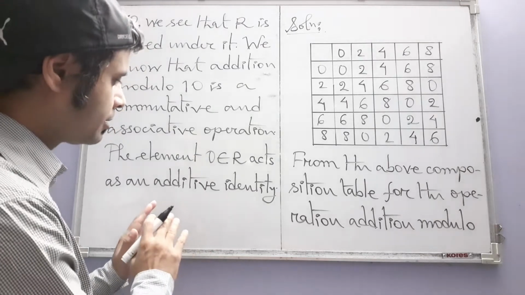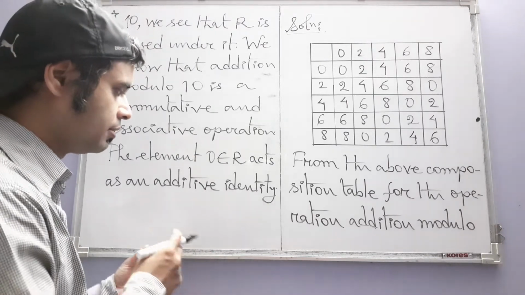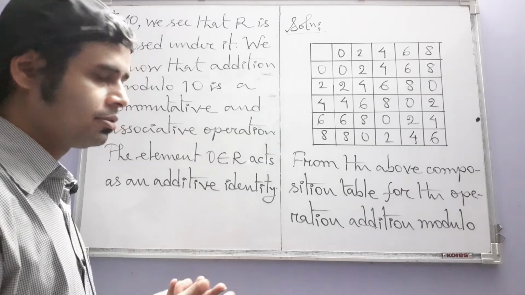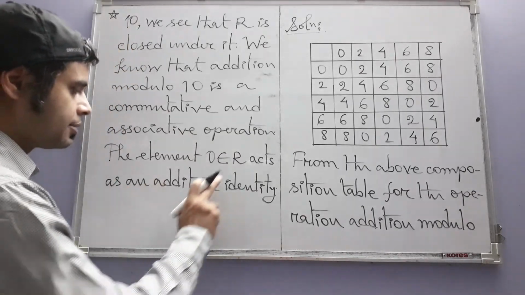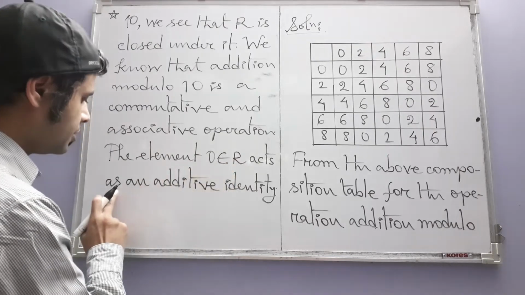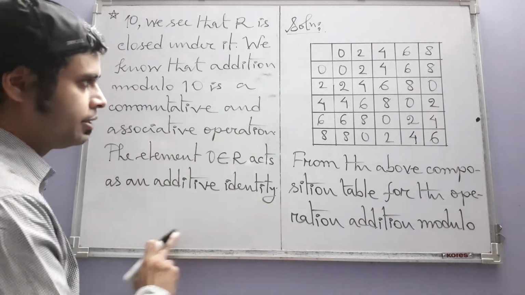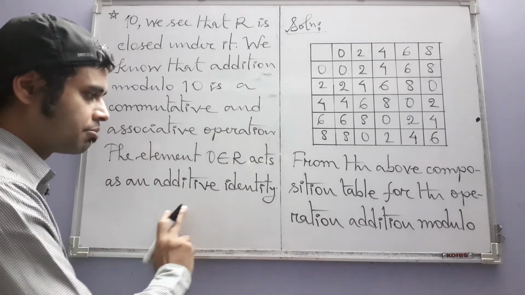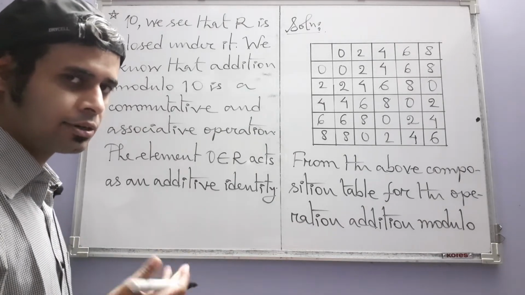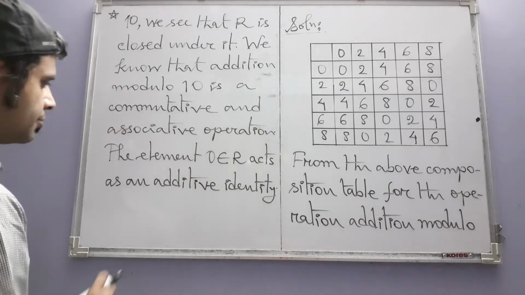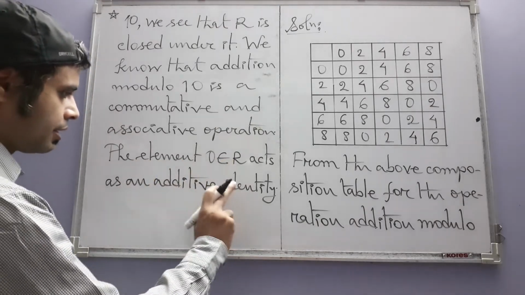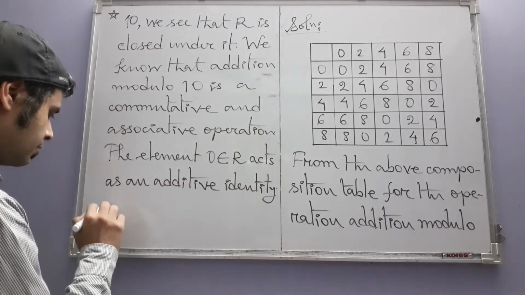If you are just simply given an operation, then you may not want to call it addition. So in that case, you just simply say the element 0 acts as an identity element for the operation addition modulo 10. Like that also you can say. But anyway, we are just writing like this. So the element 0 acts as an additive identity.